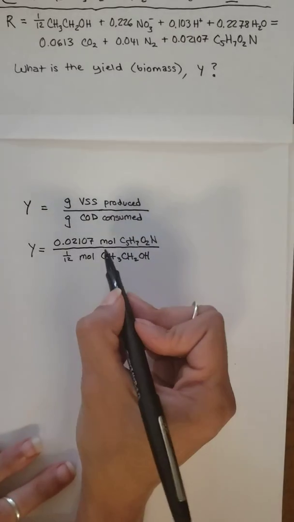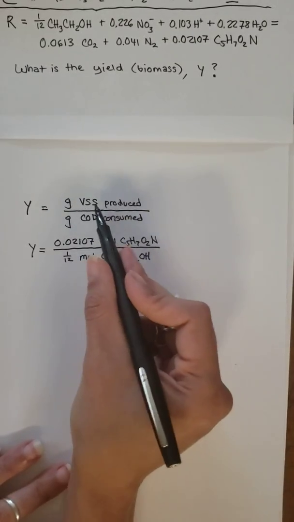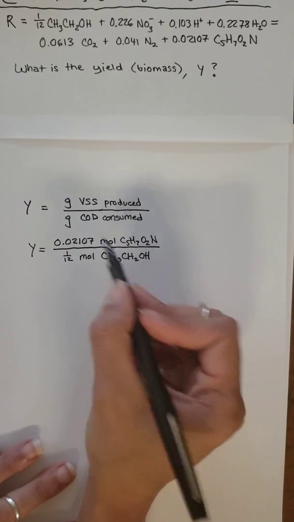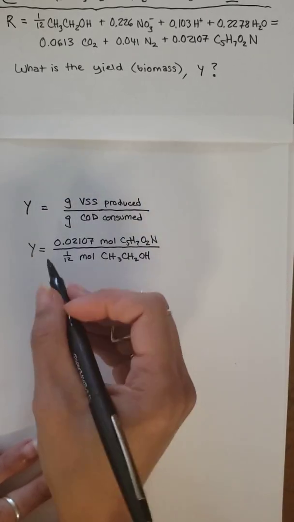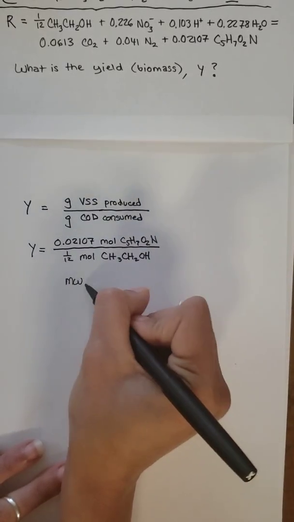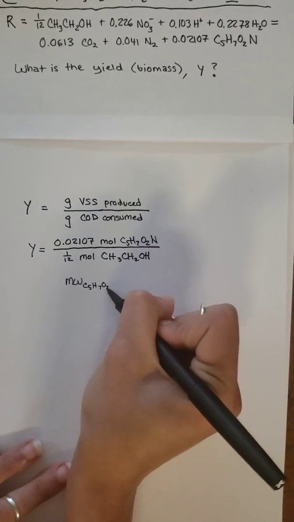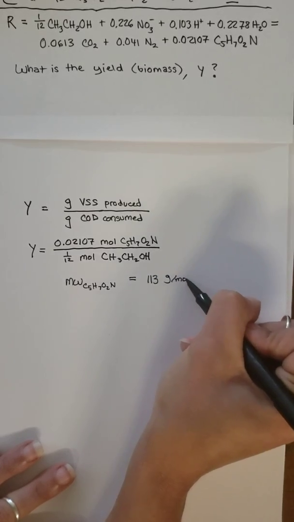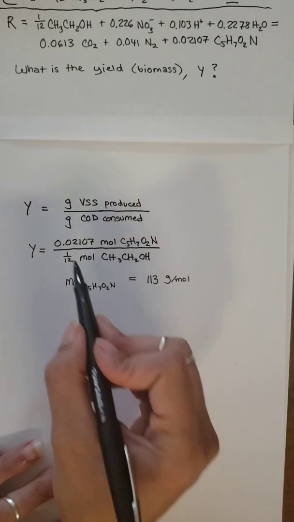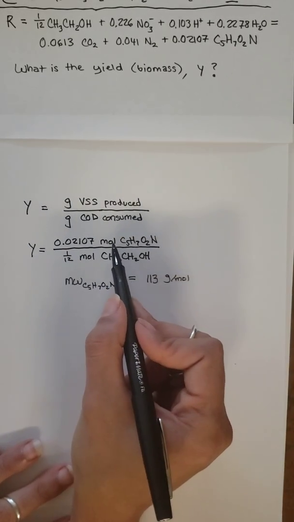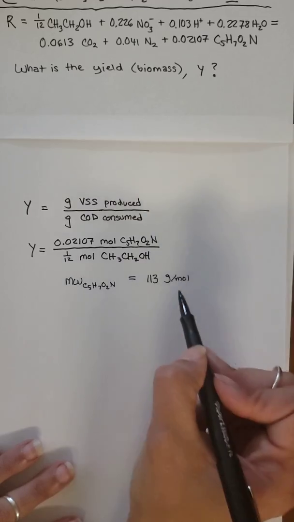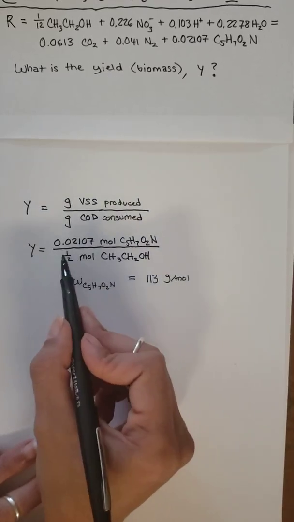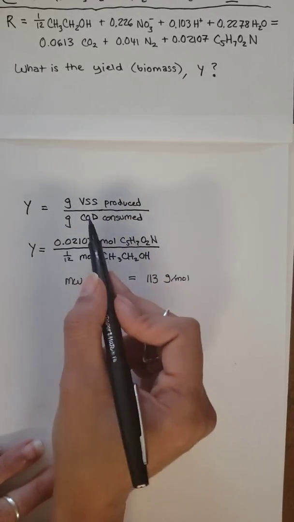All right, so now we have to get from this moles of biomass to grams, and then we also have to get from moles of ethanol to grams COD. So first, let's work on the top part. Our molecular weight of our C5H7O2N is 113 grams per mole. So that one's fairly easy. So now we're able to, when we come back, convert this moles of biomass into grams of biomass, or grams VSS. And then now we need to be able to convert this ethanol into grams COD.